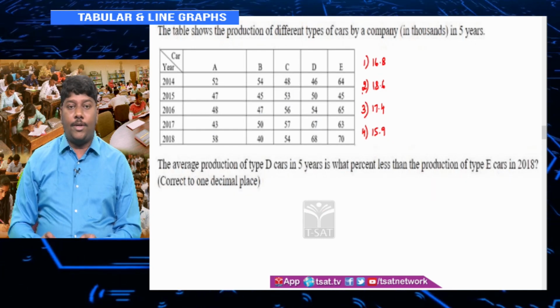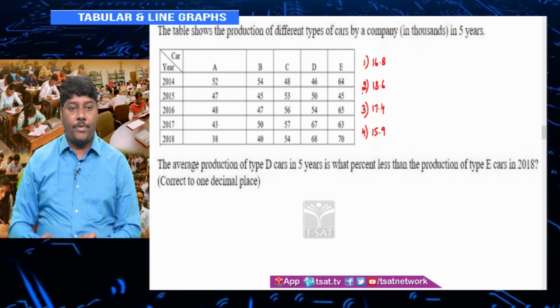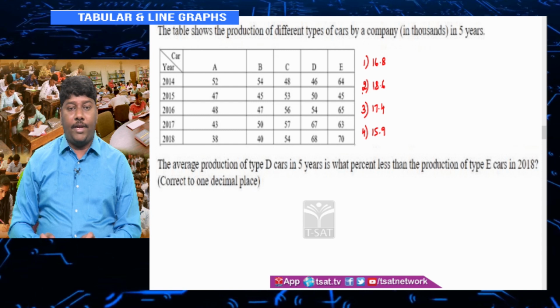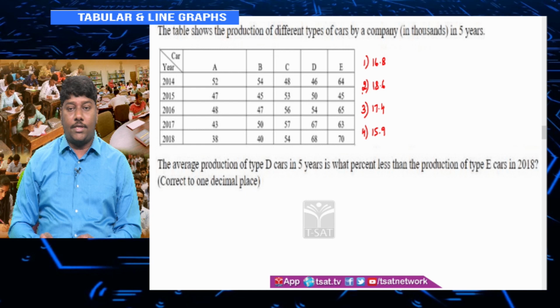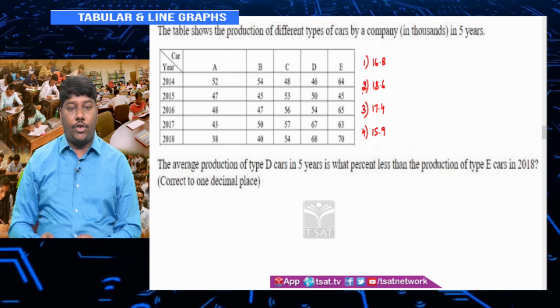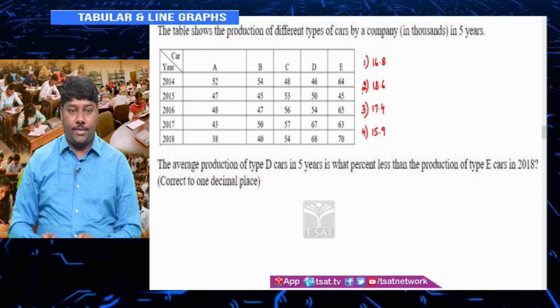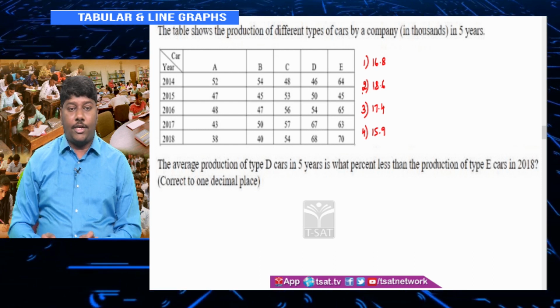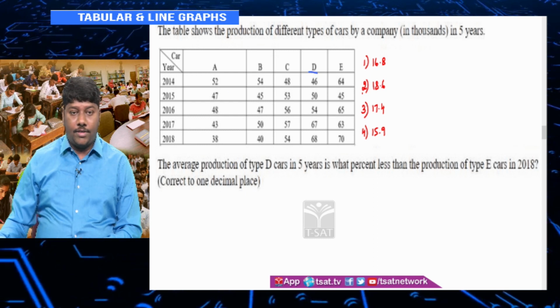The table shows the production of different types of cards by a company. Again, it is the same thing. The average production of type D cards in 5 years is what percent less than the production of type E cards in 2018? Correct to 1 decimal place. You have to write it to 1 decimal place. So, see here, average production of D in all 5 years. You have to take D in all 5 years.